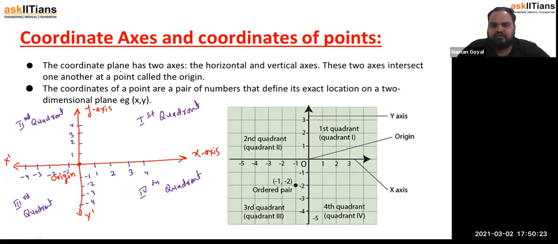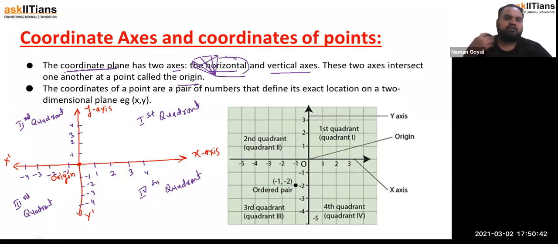Okay. Now listen. The coordinate plane has two axes, the horizontal and the vertical axis. The horizontal axis is known as what? X axis, and the vertical axis is known as Y axis. These two axes intersect one another at a point called origin. As I told you, the point at which these two coordinate axes intersect is known as origin.